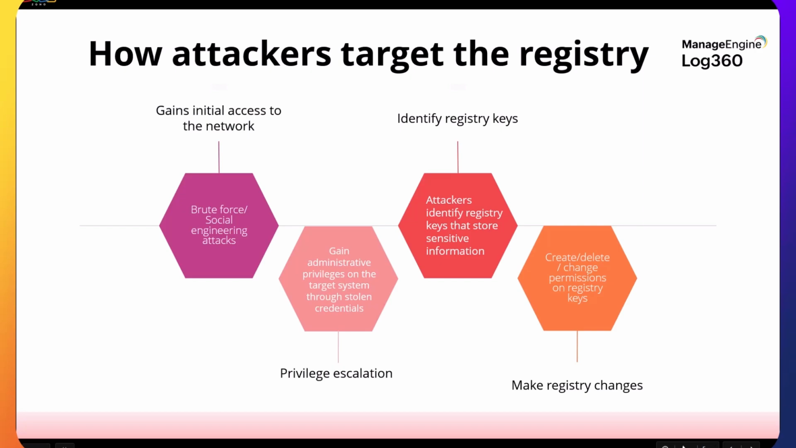In order to gain access to the registry, the attacker needs elevated privileges. They may gain elevated privileges by compromising privileged user accounts and vulnerability exploits. The attacker can then identify registry keys that store critical information on users' configurations and more. The attacker can then go ahead and create, delete, or modify the registry to suit their goals.